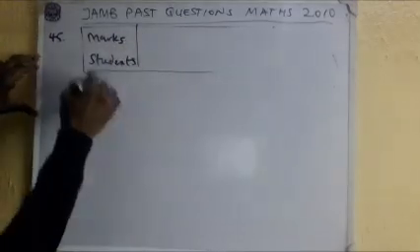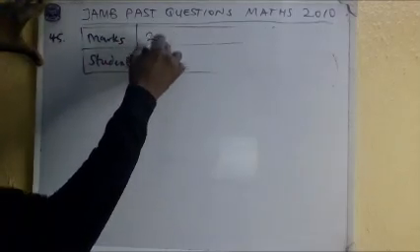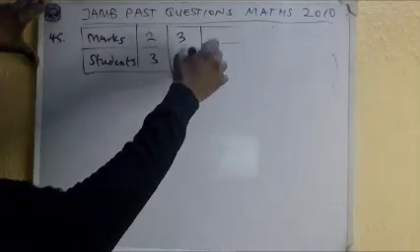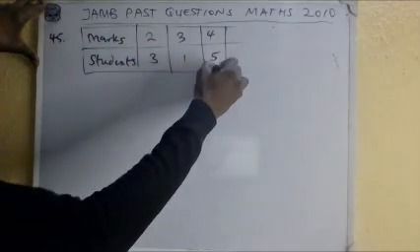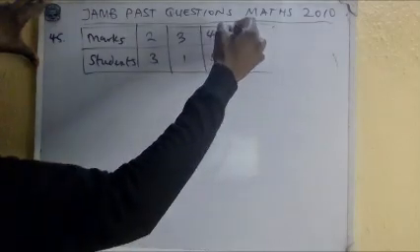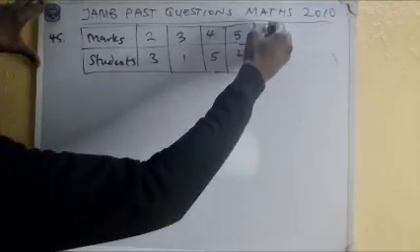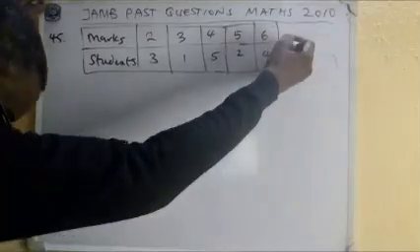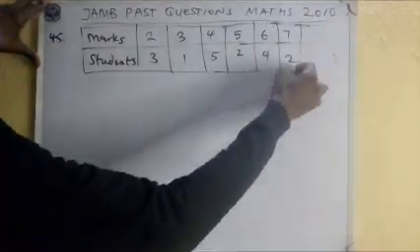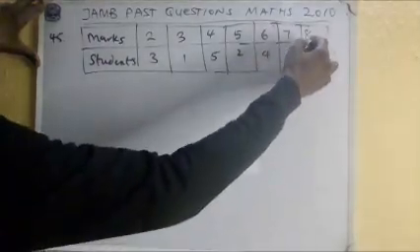Quickly. So you have 2, 3; you have 3, 1; you have 4, 5; you have 5, 2; you have 6, 4; you have 7, 2; you have 8 and 3. Okay, so this is a table.